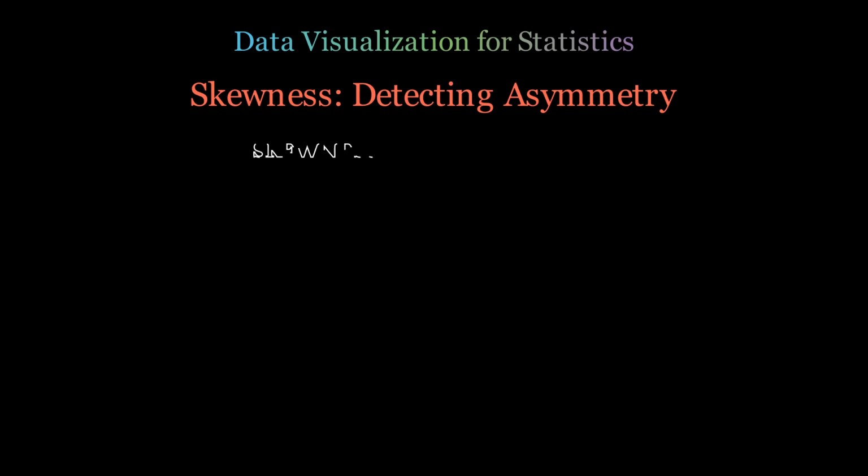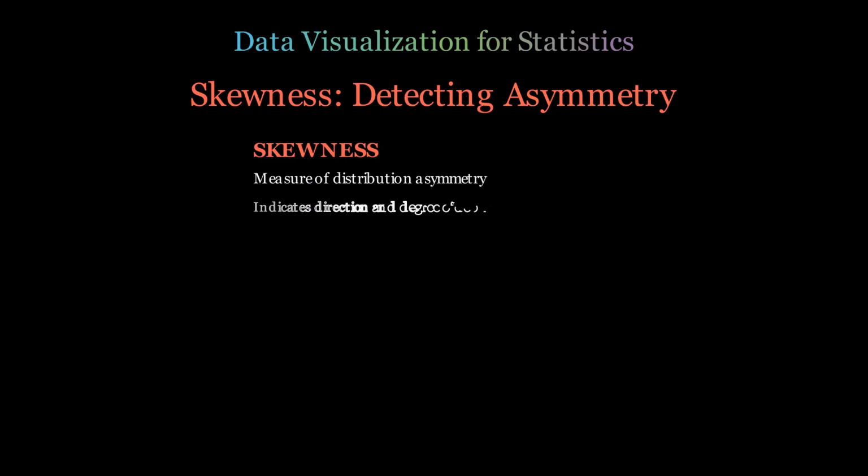Skewness measures how asymmetric your distribution is, whether it leans to one side or the other. It's a critical diagnostic that tells you if your data follows a symmetric pattern like the normal distribution, or if it's pulled toward higher or lower values. Skewness is calculated using this formula involving the cube of standardized deviations. But what matters is interpreting the result.